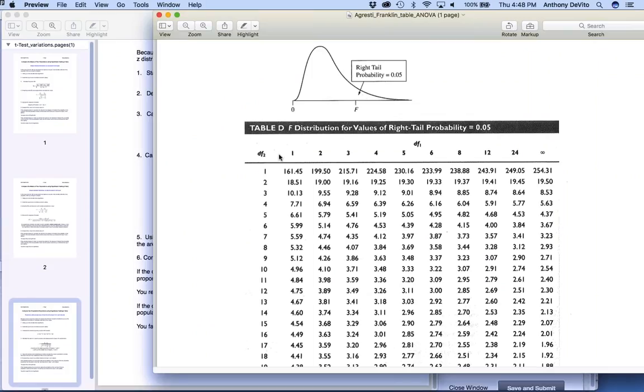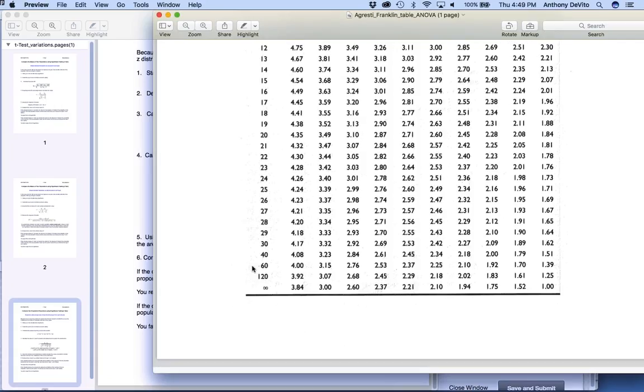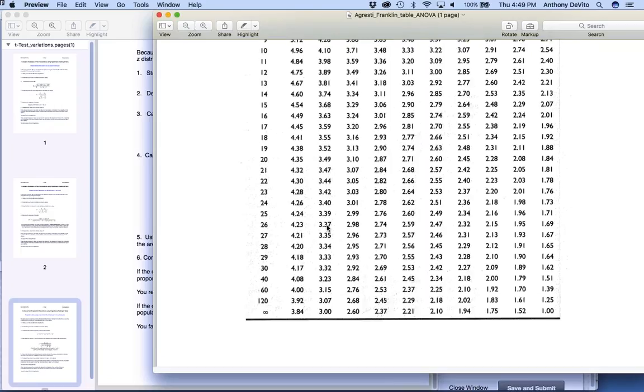So the place where the degrees of freedom between the groups is, is on the top row here. So we're looking for the second row, 2 degrees of freedom. The degrees of freedom within the groups is the vertical column. Usually you can tell because it's a much bigger number that you see there. So, there's probably likely to be more subjects than there are groups.